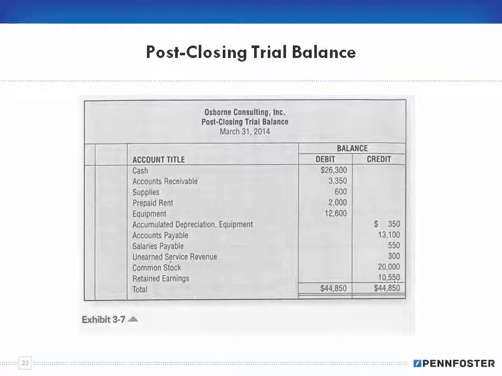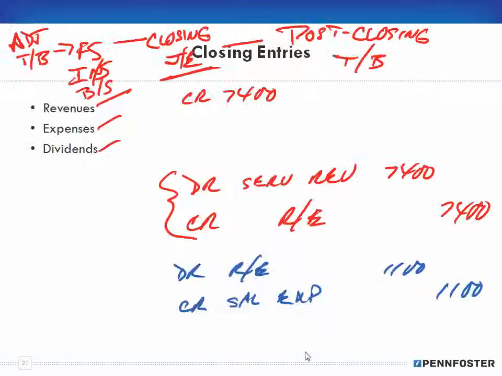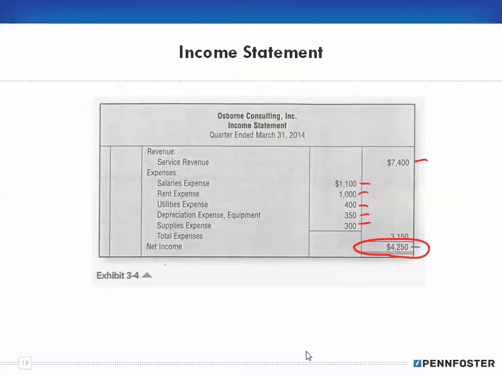Okay. So when you do that, now your trial balance looks like this. Notice that you no longer have dividends, revenue, or expense accounts, because they're all zero. And that balance that was in your retained earnings, which was 9,500 before, is now the 10,550, which is what it's supposed to be. Okay. Let me jump up and review that real quick.